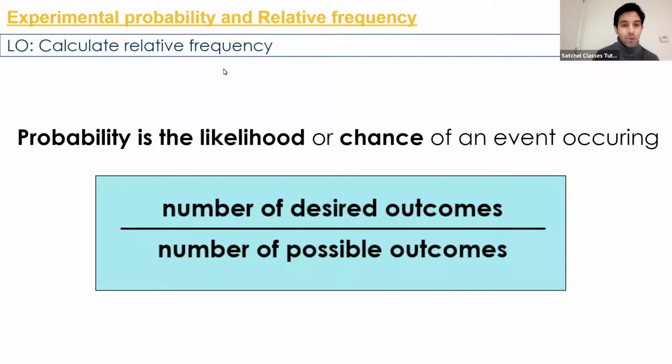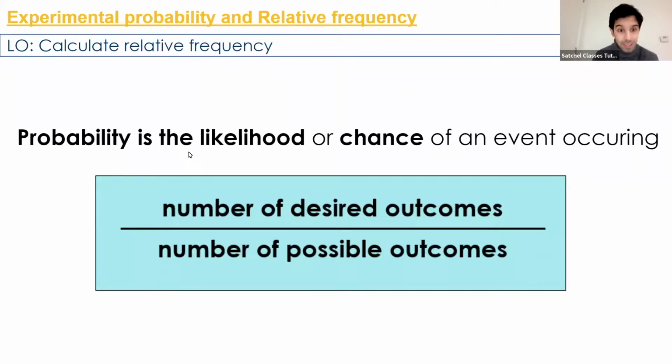Now we're going to hear these two words quite a lot during this lesson: relative frequency and experimental probability. They essentially mean the same thing. They are the same thing, two interchangeable words. So if I say experimental probability or relative frequency, I'm talking about the same thing.